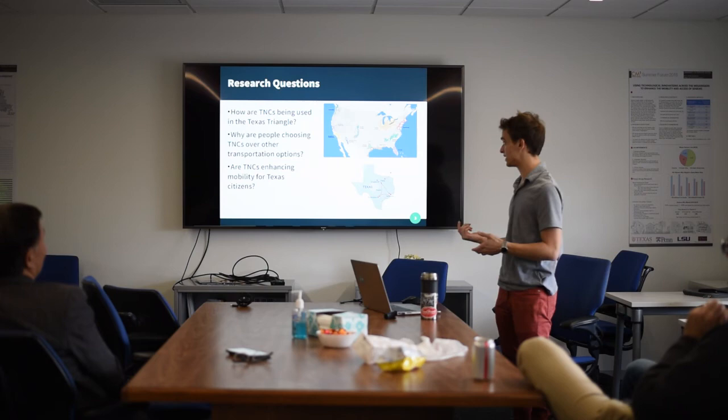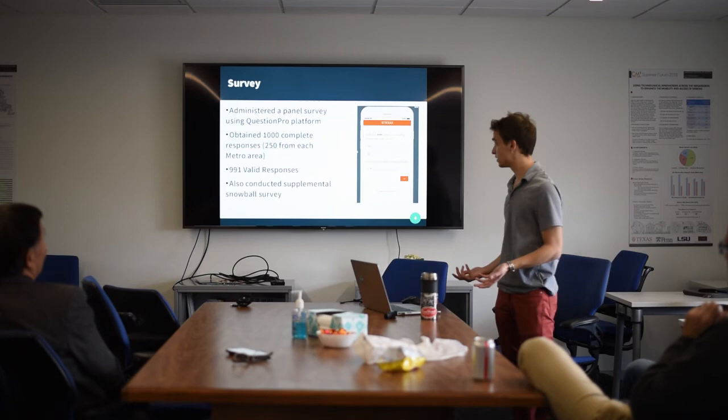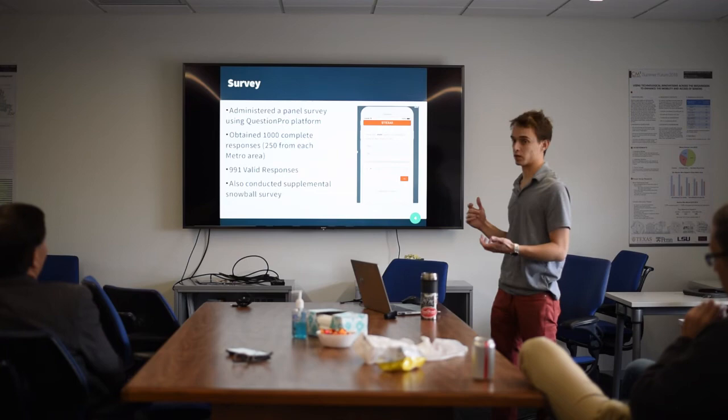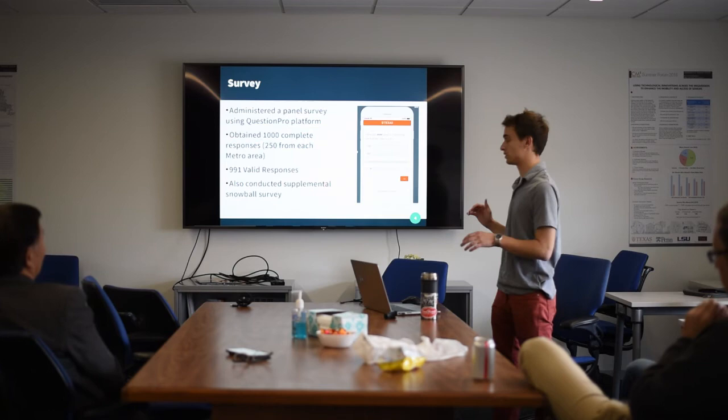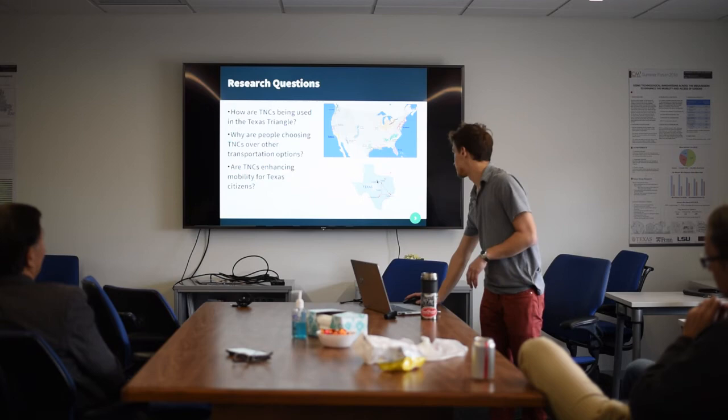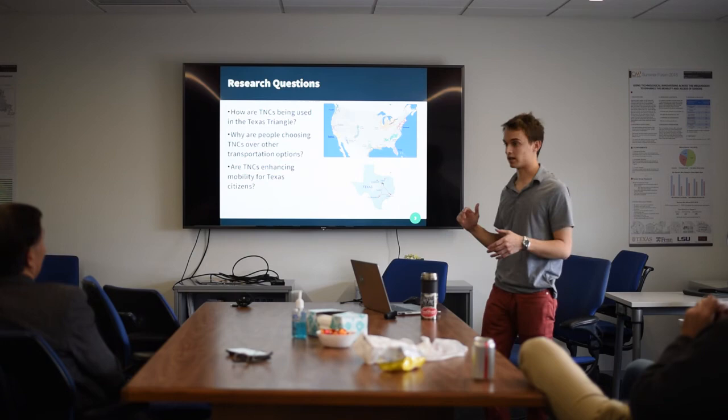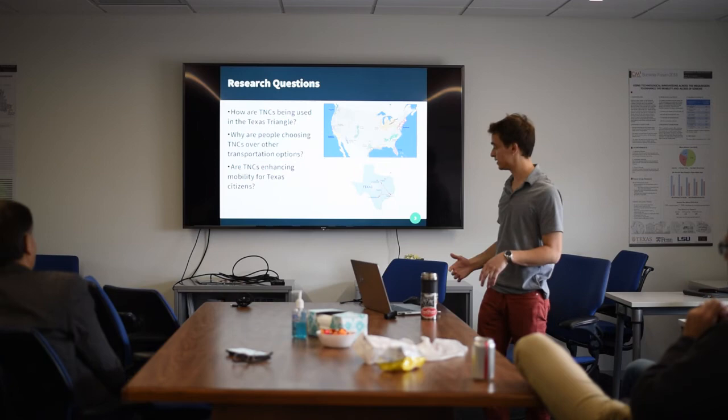And so we did two surveys. This one is based on a panel survey we did using the Question Pro platform. We obtained 1,000 complete responses, 250 each from the four largest metro areas in Texas: Austin, San Antonio, Houston, and Dallas. The respondents had to live inside the MSA for each of those cities to respond. And then we had 991 valid responses.